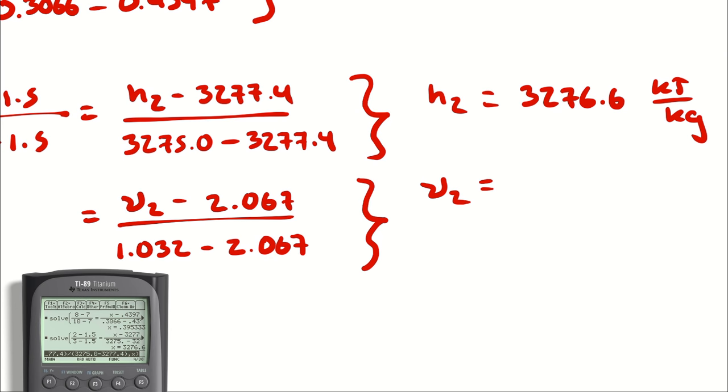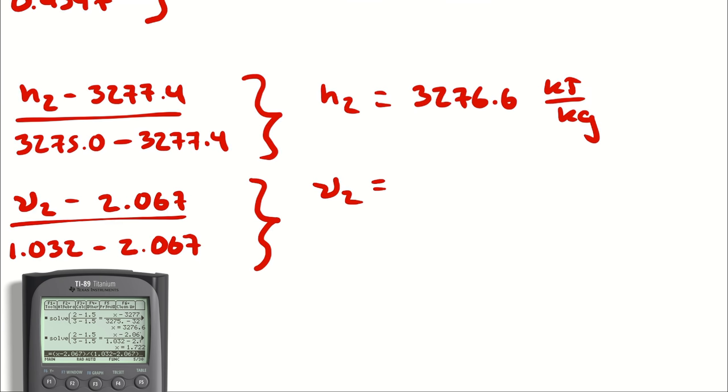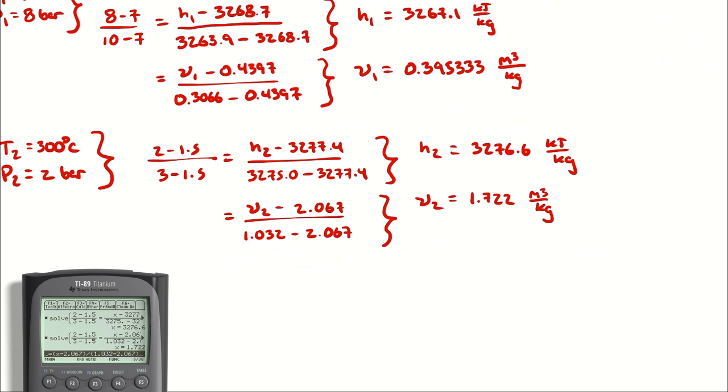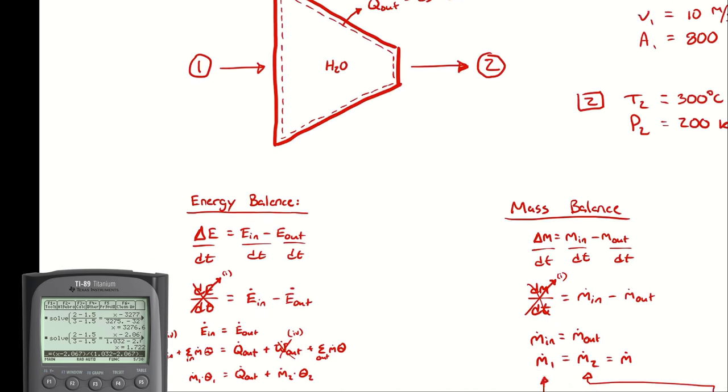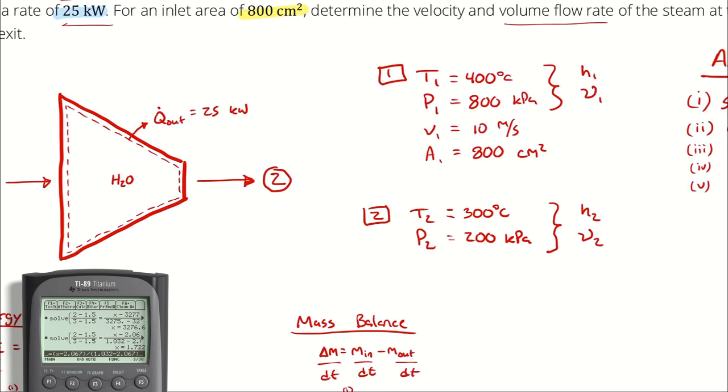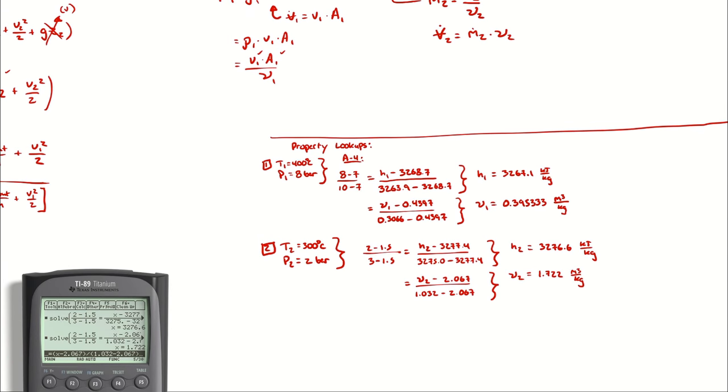And V2, using 2.067, 1.032, and 2.067. Specific volume of state 2 is 1.722 cubic meters per kilogram. And that gives us the property lookups that we need to perform our energy balance and calculate volumetric flow rate at state 2. Let's just double check that we grabbed the correct numbers: 400 degrees Celsius and 8 bar, and 300 degrees Celsius and 2 bar.